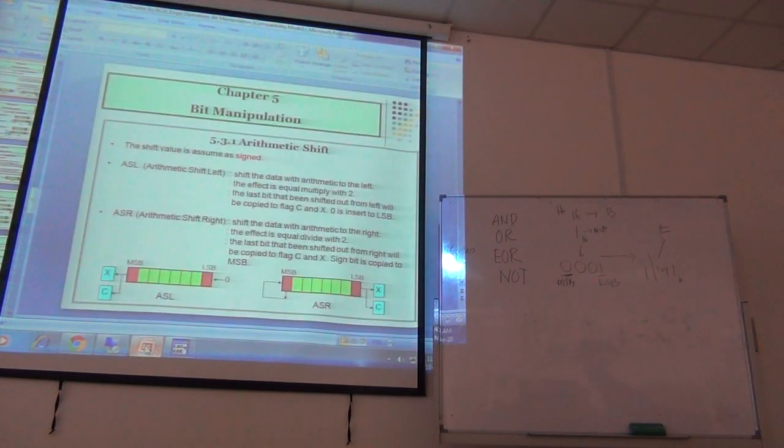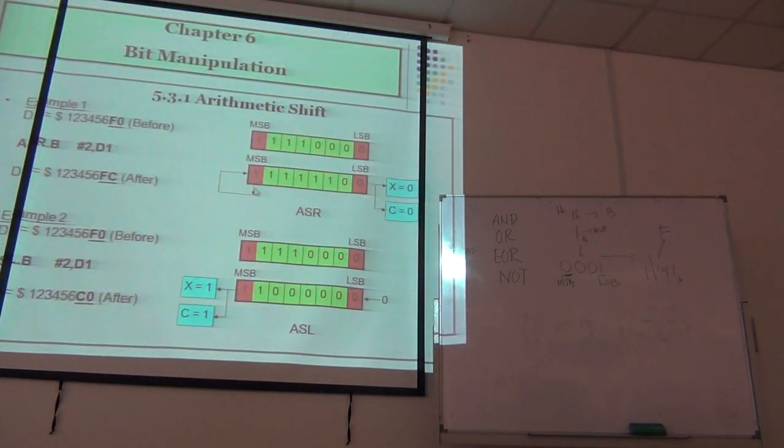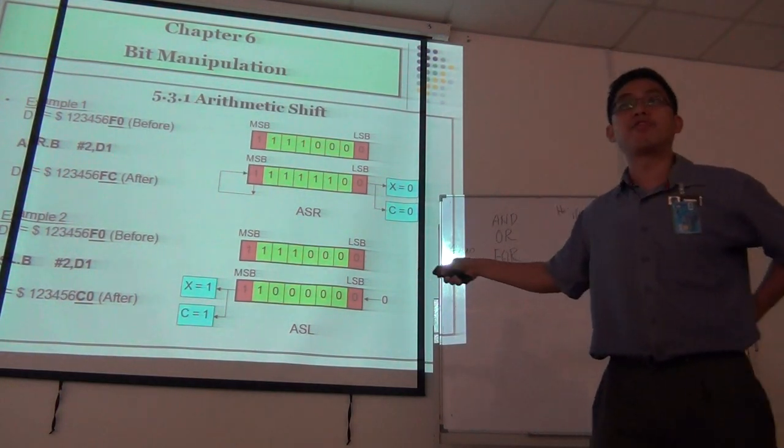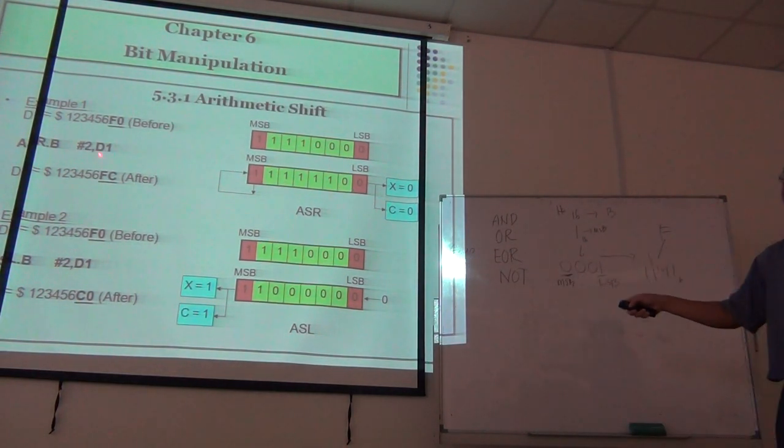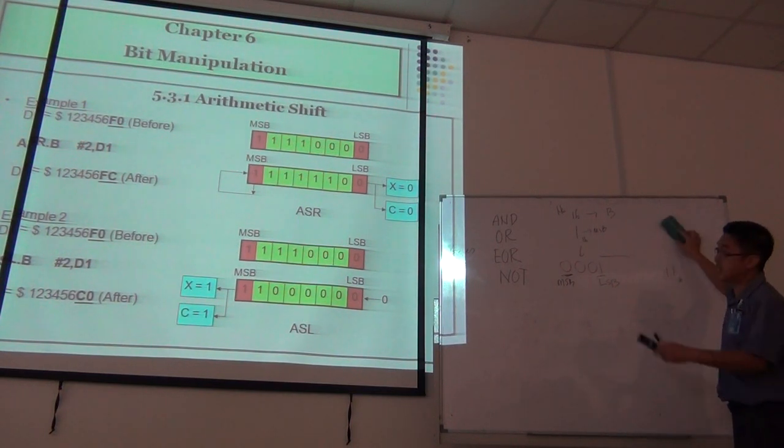Okay, the first one. Arithmetic shift left. Okay. D1 is given this one. And then you are having this component. So write down the command. As usual, you are putting the command first. The contents of D1 is over here. And then you are going to do the rotation. This is arithmetic shift, sorry. Arithmetic shift for D1. So do it first. You must get the same result first.